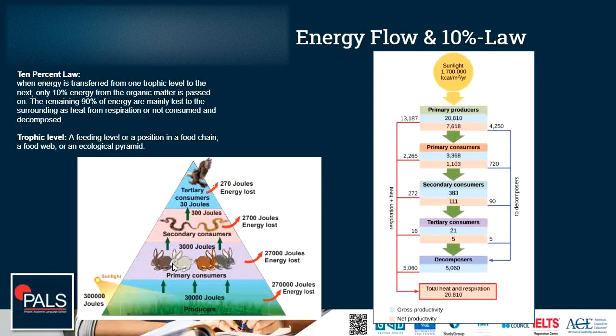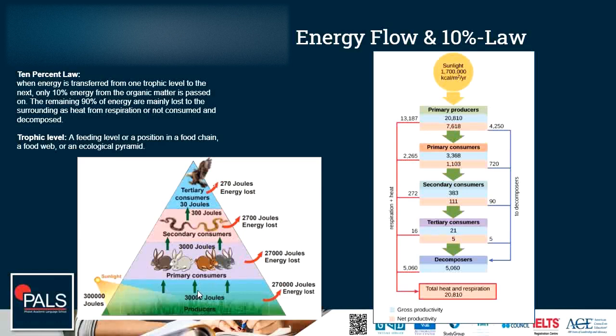For sure, it's not always 10%. Sometimes it's more. Very often, it's actually a lot less than 10%. So when energy is transferred from one trophic level to the next, only 10% of the energy from the organic matter is passed on. The remaining 90% of energy are mainly lost to the surrounding in the form of heat energy from respiration, or it is not consumed and passed on to the decomposers, which break it down, and in the end it's dispersed as heat energy by the decomposers as well.